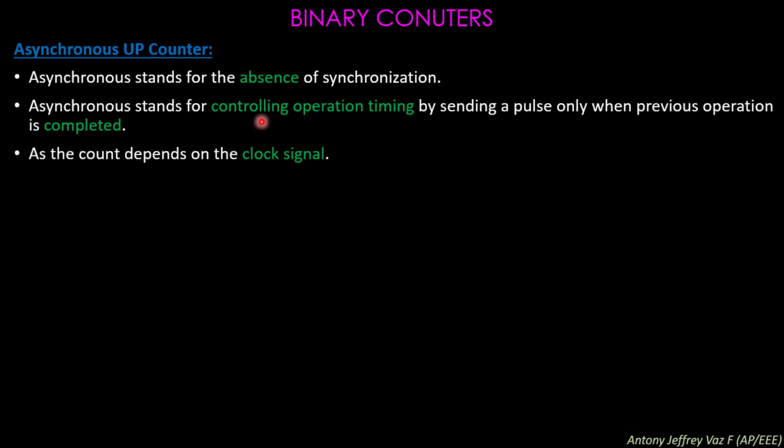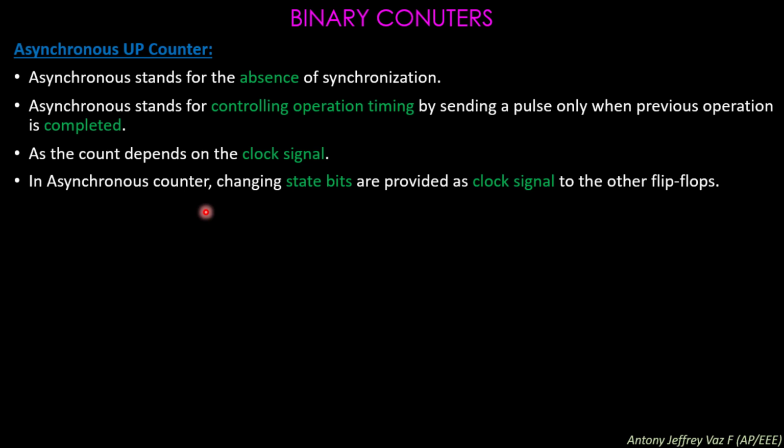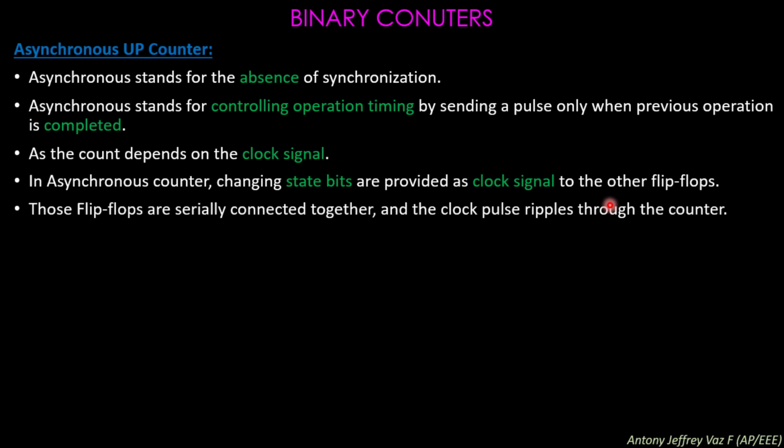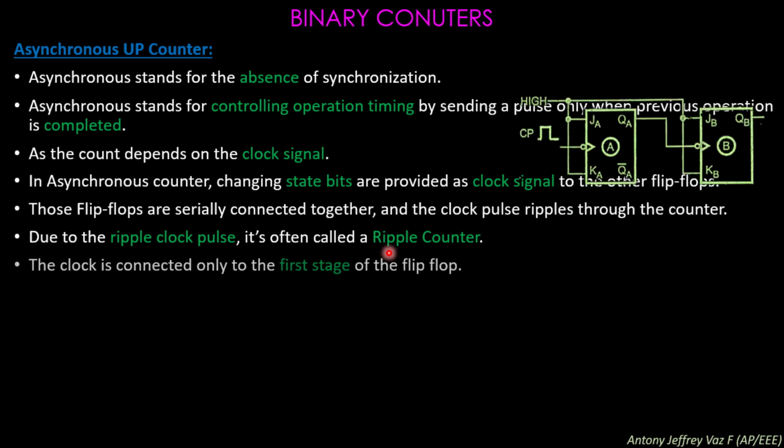As the count depends on the clock signal, in an asynchronous counter, changing state bits are provided as clock signals to the flip-flop. The changing state bits represent the change of the value present in the QA and QA bar signals. This change in state bits represents the clock signal. Those flip-flops are serially connected together and the clock pulses ripple through the counter. Due to the ripple clock pulse nature, these are known as ripple counters.